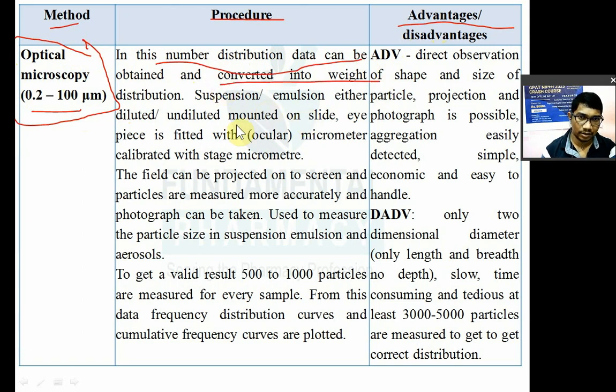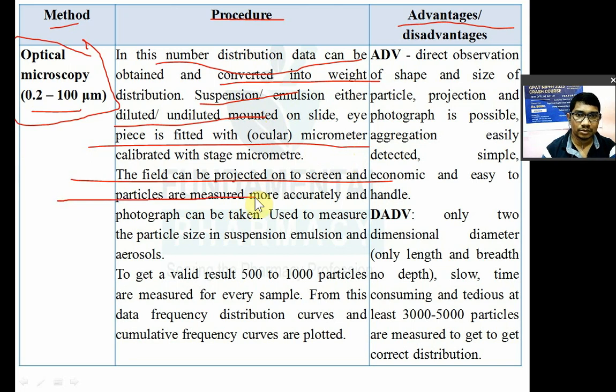Now in this method, what you have to do? You have to make a suspension of powder or emulsion. Either it may be diluted or undiluted. You have to mount it on the slide. Microscope जो होता है उसकी slide में mount करना है. And your eyepiece, it is fitted with the ocular which is calibrated with the stage micrometer. मतलब उसमें आपको calibration देगा, उसमें आपको calibrated. Now the field can be projected on the screen, and particles are measured more accurately, and from that you can take a photograph also.